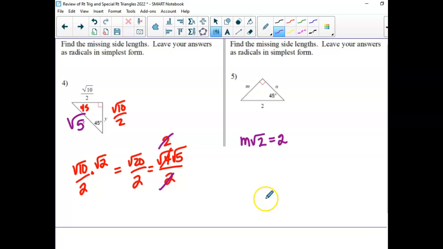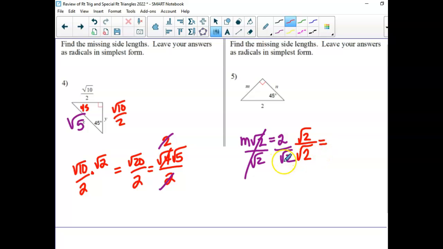So what do we need to do? How do we solve for m? Divide by square root of 2. Can we leave the answer that way? I wish we could. I don't make the rules, but we can't have a radical in the denominator. So the rule to get rid of a radical is to basically square it or multiply it by itself. Now we can't randomly square because that'll give us a squared side. So we multiply by square root of 2 over square root of 2.